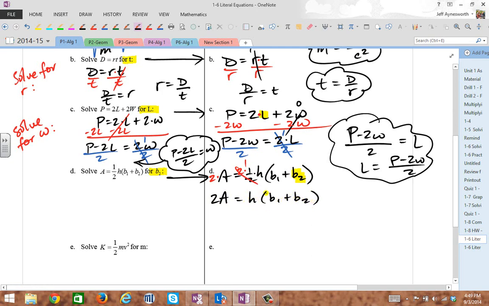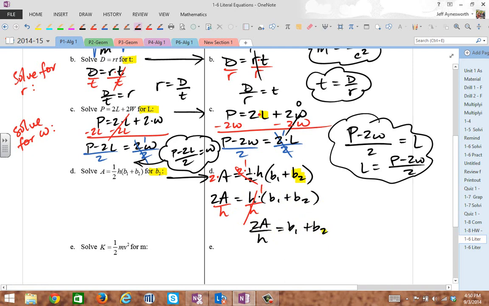Now resist the temptation to distribute, because you don't have to all the time. This is H times something, right? So instead of distributing, you can simply divide. It's easier. All right, simplify. And so you get 2 times A divided by H is equal to 1 times B1 plus B2, which is just B1 plus B2. Don't use the parentheses, you don't need them anymore because you're multiplying by the 1.